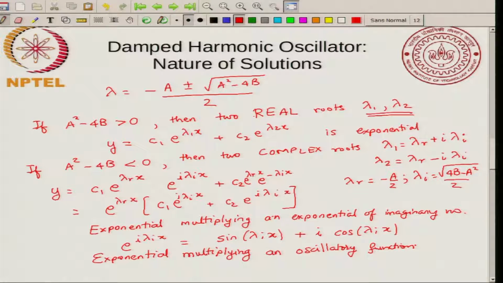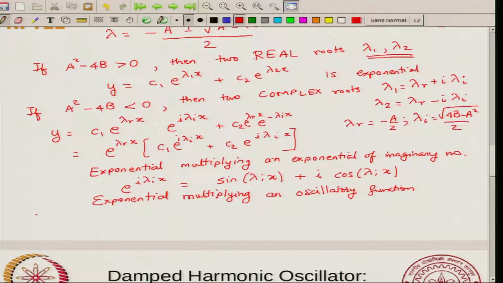Okay, so this is the case when a square minus 4b is less than 0. If a square minus 4b is greater than 0, then you have only exponential functions. If a square minus 4b is less than 0, you have an exponential multiplying an oscillatory function. And what about if a square minus 4b is equal to 0?